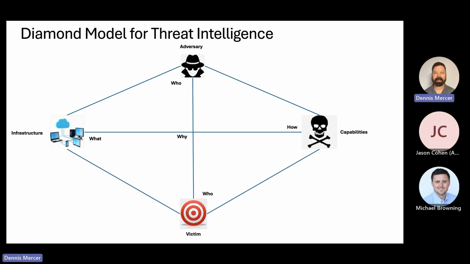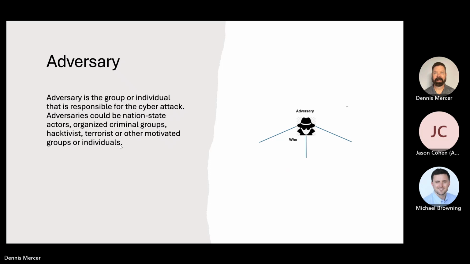Now, when we're talking about the adversary, it's anyone seeking to compromise your system or networks to progress towards their objectives. Adversaries can be, like Michael said, nation states. They could be cyber criminal groups that are conducting ransomware attacks. They could be hacktivists, terrorists. Sometimes they're just individuals or groups trying to make a name for themselves. They also could be a combination thereof.